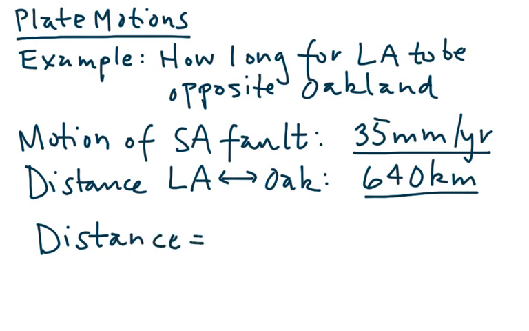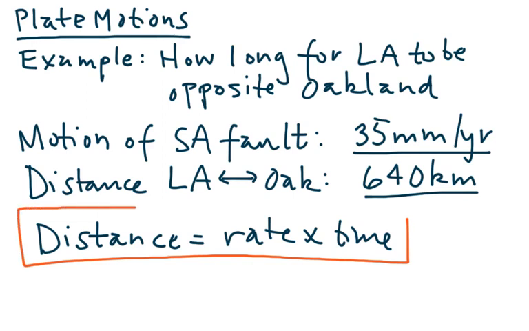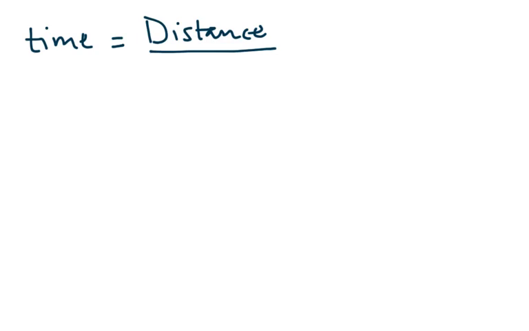Distance equals rate times time. And in this case, rather than trying to calculate a distance, which we've done in previous tutorials, for this example, we're interested in solving for the time. So in this case, the time that it will take for the two cities to be opposite each other is given by the distance between them divided by the rate at which the plates move.